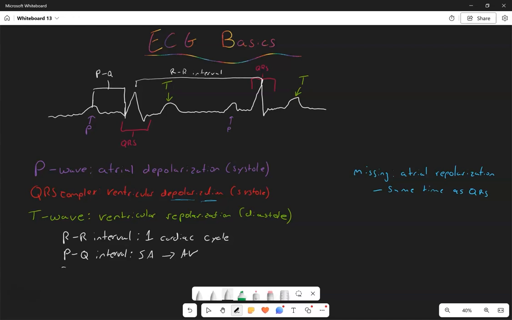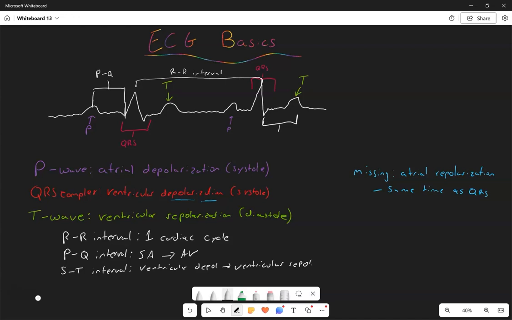Right? And then the last main one we look at is what we refer to as the ST interval. And this is essentially how much time does it take for the ventricles to go from a state of contraction or depolarization, so ventricular depolarization, to the state of relaxation, to ventricular repolarization. Okay, so our ST segment is from here over to here.